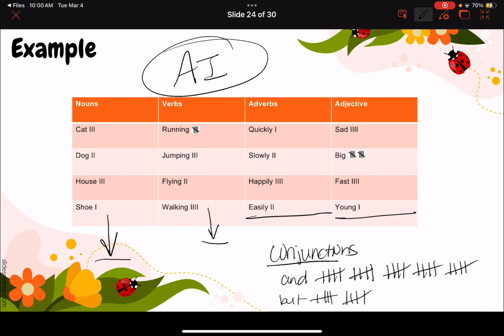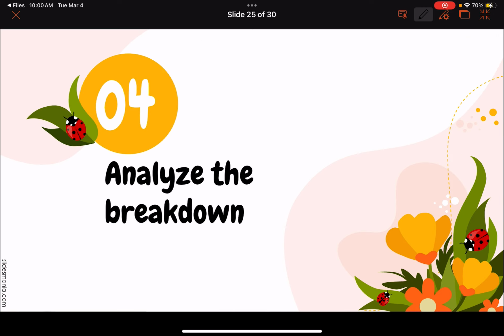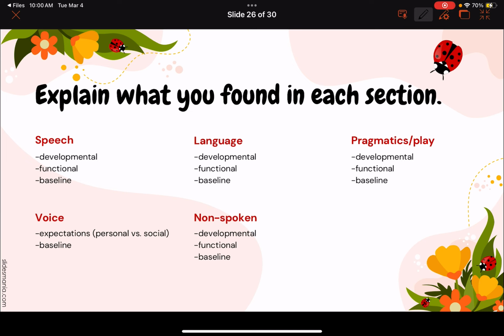Again, I have students who've used Excel. They love Excel, and that's totally fine. I don't care how you do it. It is irrelevant to me how you do it as long as it gets done. So then we need to analyze this breakdown. So we need to keep in mind, we have to explain what we found in each section.